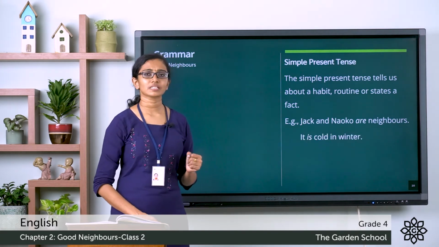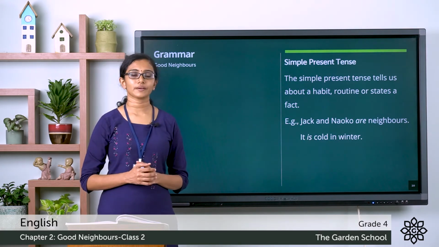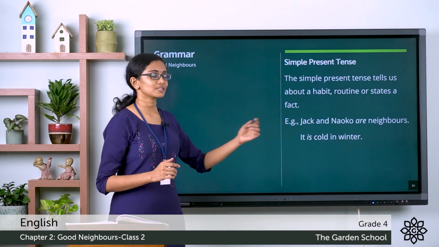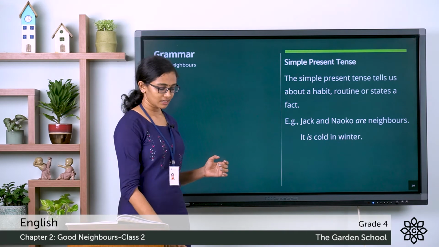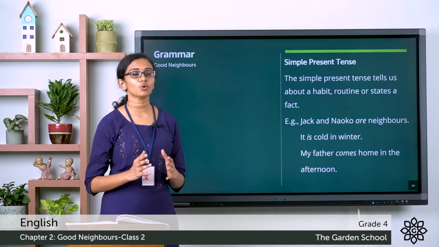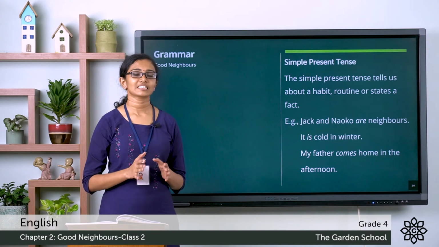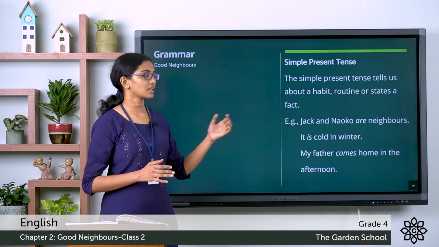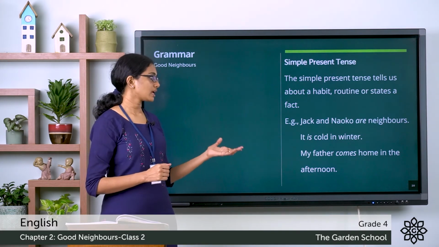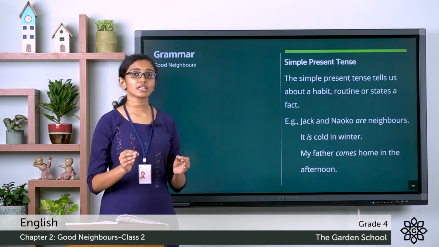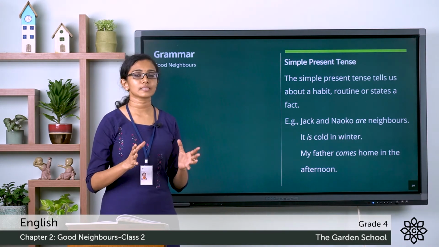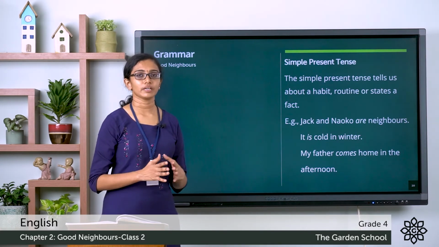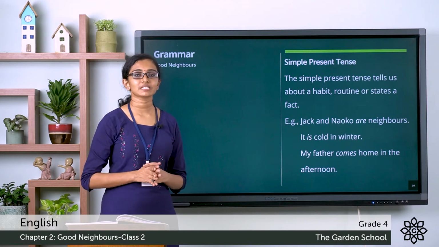Now, there is one more sentence here. It is cold in winter. So, which is the simple present tense verb here? It is the word is. Now, let's see one more example. My father comes home in the afternoon. Did you notice? Instead of using the verb come, I wrote comes here. My father comes home in the afternoon. So this is a characteristic feature that we use in the simple present tense. I'll tell you why we added an s to the verb come here. Comes is the verb in the simple present tense form here.